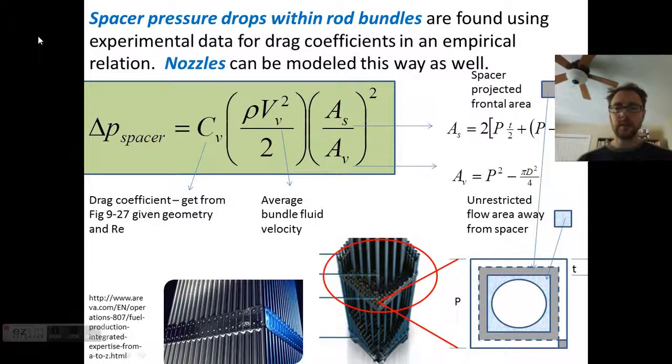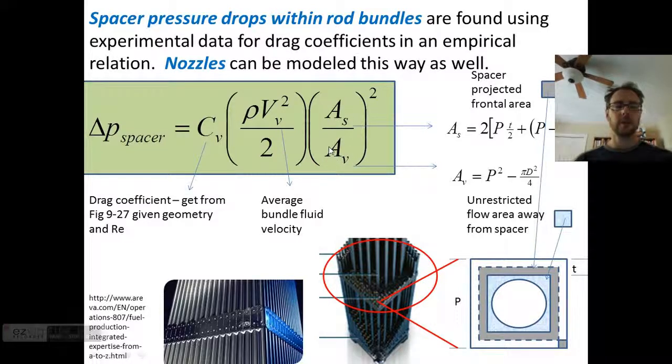And lastly, as we move up through the fuel rods, we need to be concerned with spacers. So spacers are there to keep the fuel rods fixed in position so that they're nice and straight and they don't change position during reactor operation. And to calculate pressure drops for spacers, we have a coefficient, a kinetic energy term, and an area ratio.